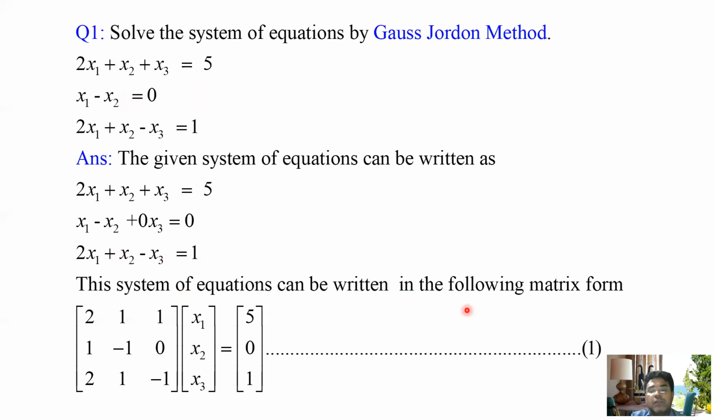The given system of equations can be written in the following matrix form. The first column comes from the coefficients of x1: 2, 1, 2. The second column comes from the coefficients of x2: 1, minus 1, 1. The third column comes from the coefficients of x3: 1, 0, minus 1. And this column matrix is the variables x1, x2, x3. The right-side column matrix comes from the right-hand side values 5, 0, 1. I'm considering this as equation number 1. Clear? Up to this portion, whatever method you want to apply, whether matrix inverse method, Gauss elimination method, or Gauss-Jordan method, it is all the same.